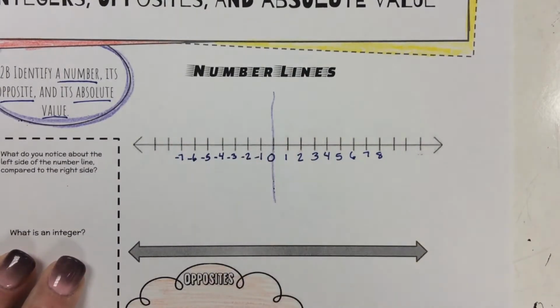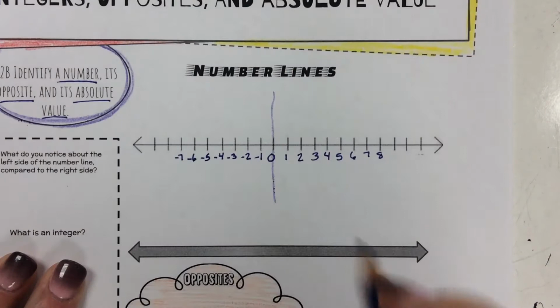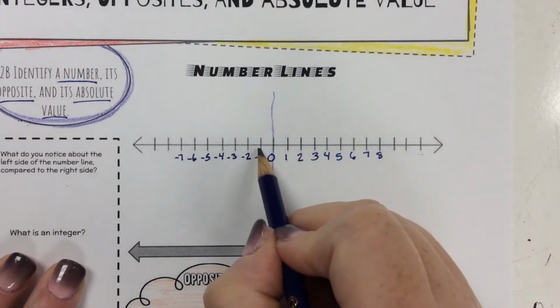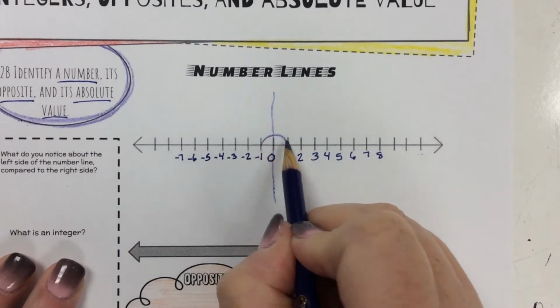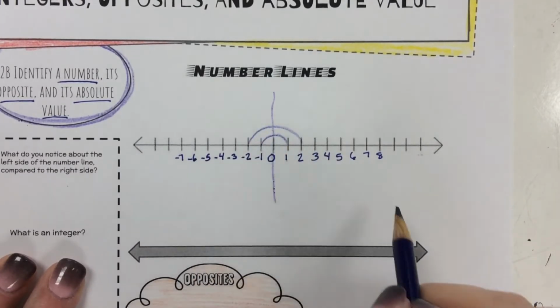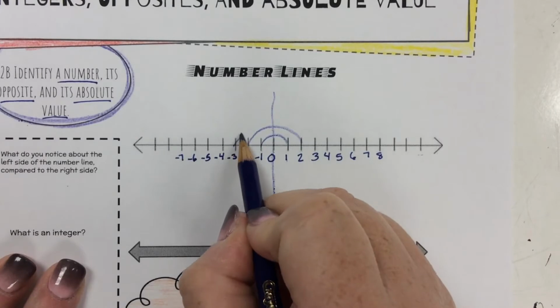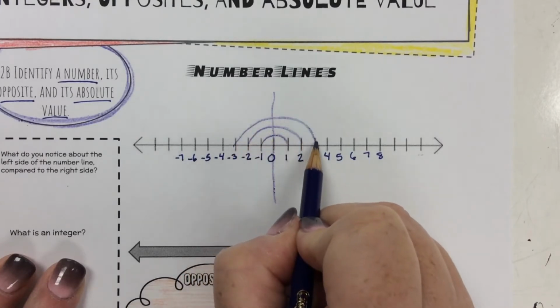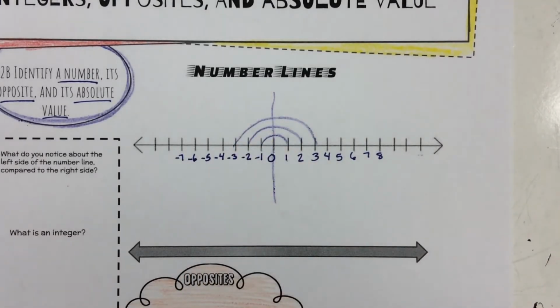Now, what's so cool about these is that if I wanted to fold this in half and fold my number line over, this 1 would be right above the -1. They would line up. And the 2 and the -2 would line up. They are the same distance from 0. The -3 and 3 line up. Okay? That's what's really cool. And these are called opposites.